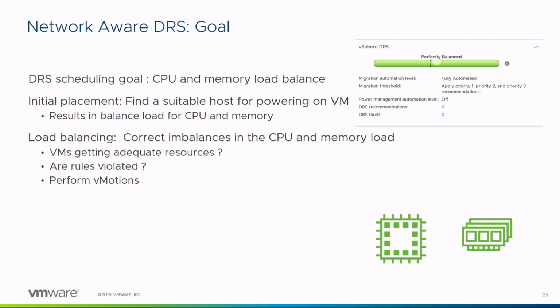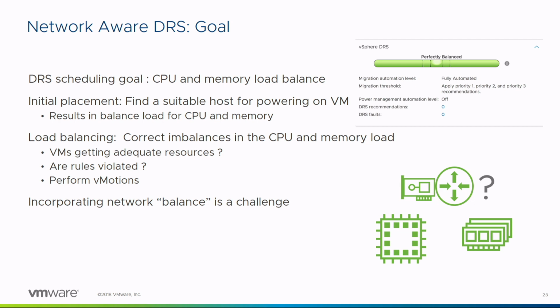Now the problem is, how do we introduce networking into this picture, right? We want to do this, but defining the balance of networking is pretty challenging, because networking, unlike CPU and memory, is not a resource that is in one host. CPU is in one host, memory is in one host. So you ask the question, what is the CPU utilization of this host? What is the memory utilization of this host?